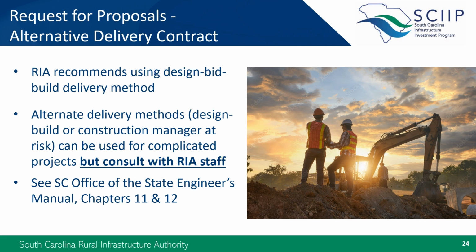And just so we're all on the same page, when we talk about complicated projects, we're thinking primarily of treatment plants. If you would like to use an alternative delivery method on a SCIIP-funded project, you should notify your grant manager as soon as possible, and a request should be submitted in writing outlining the rationale and process to be followed. The South Carolina State Engineers Office has a manual that you can find online, and Chapters 11 and 12 contain specific guidance on procurement using alternative delivery methods. The procedures outlined there can be considered as best practices if this route is taken.